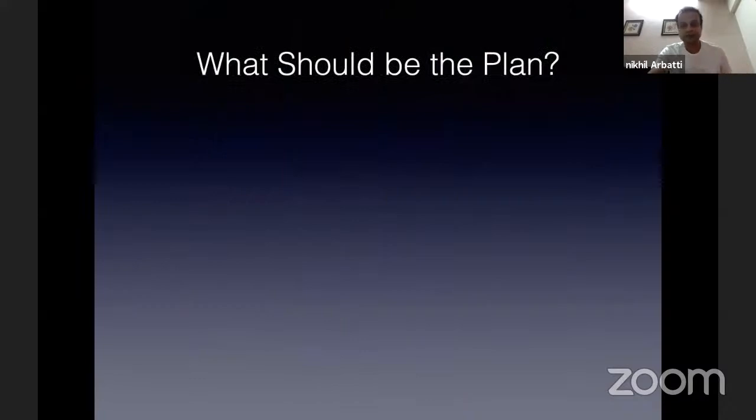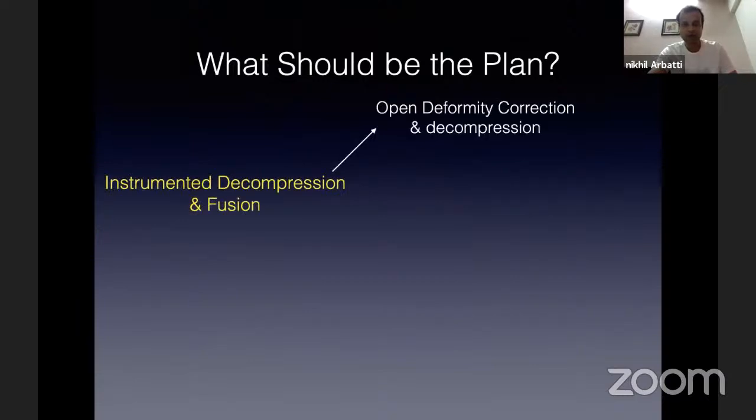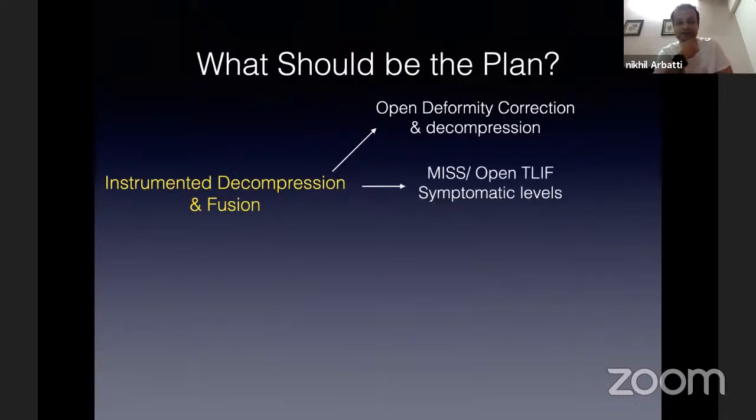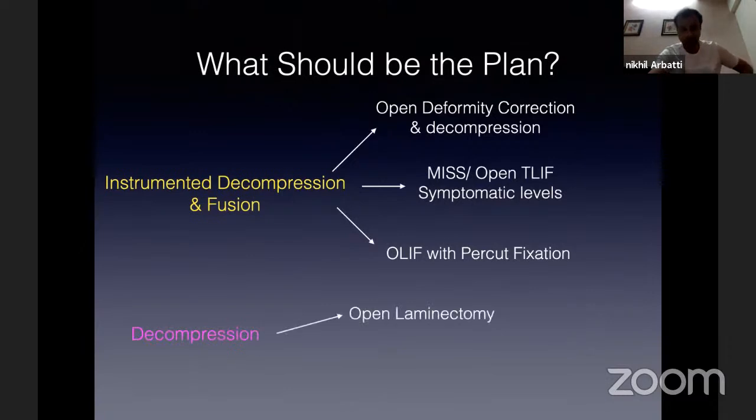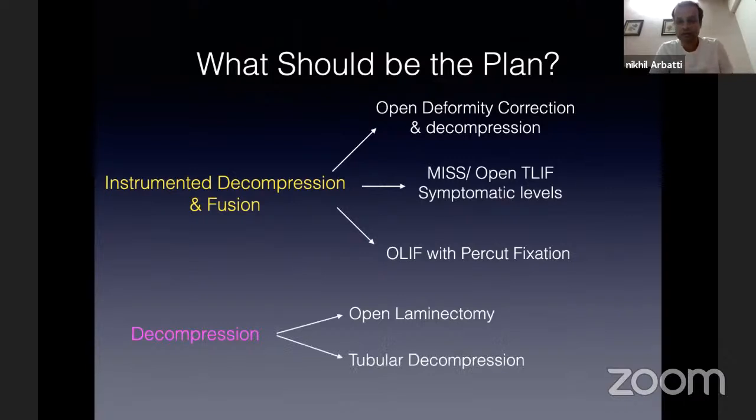So what should be the plan for the panelists, I would like to ask? Should we do an instrumented decompression and fusion with an open correction all the way from D11, D12 down to L5? Or only a symptomatic-level stand-alone LIF, MIS, open, or maybe an OLIF at the symptomatic level with percutaneous fixation, opening up the disc spaces and doing an indirect decompression? Or the other option would be a decompression, an open laminectomy or a tubular decompression. So it's open for all the panelists.